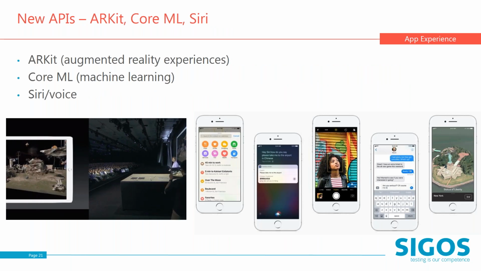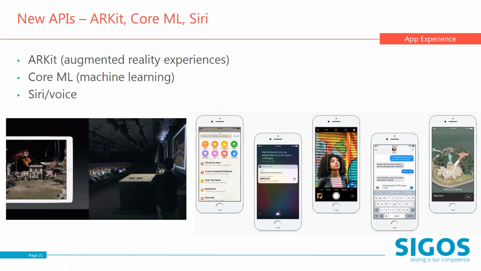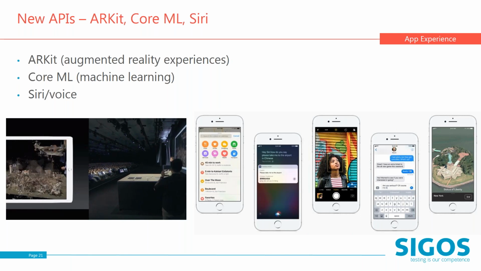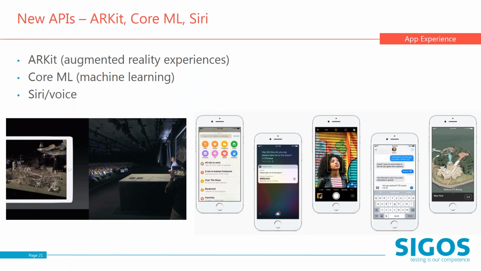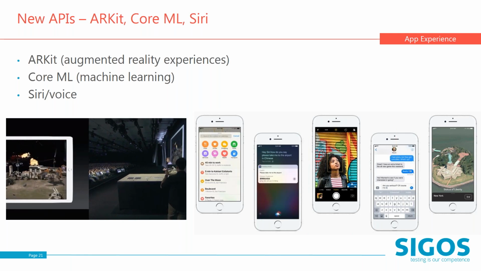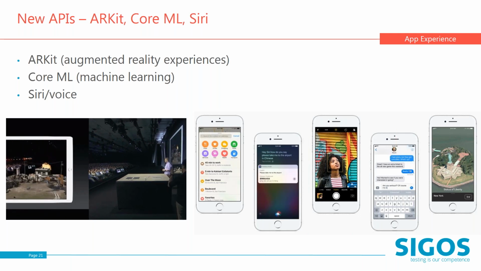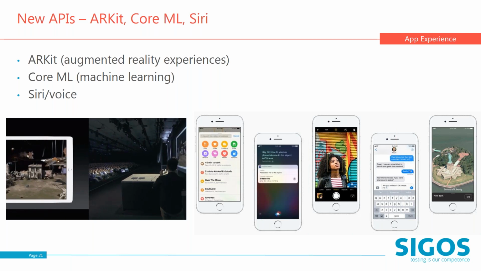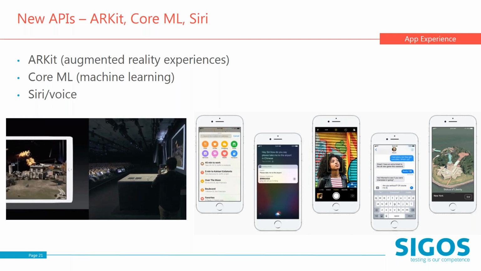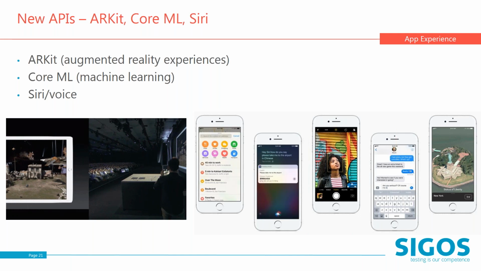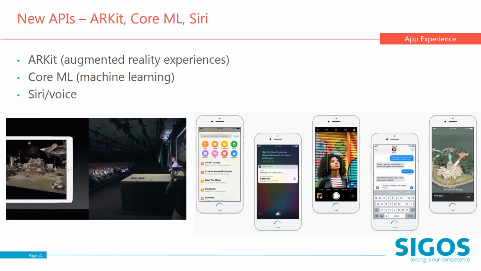Okay, the next feature, we talk about APIs. There's one cool API, ARKit, which is augmented reality experience, and we have Core ML and a lot of changes in Siri. So what is ARKit? It's a new framework that allows you to easily create unparalleled augmented reality experiences for iPhone and iPad. It blends digital objects and info in a physical environment.